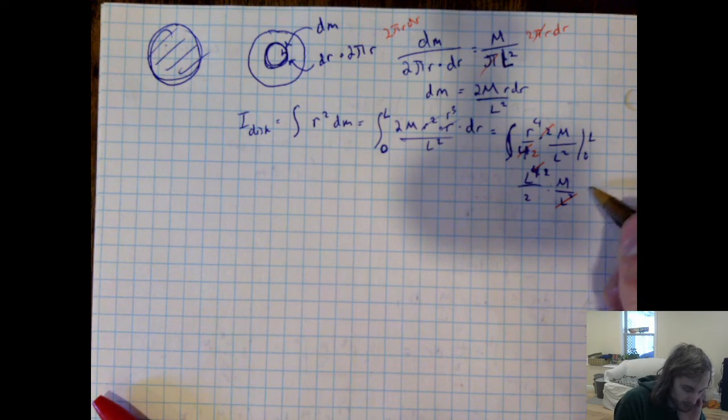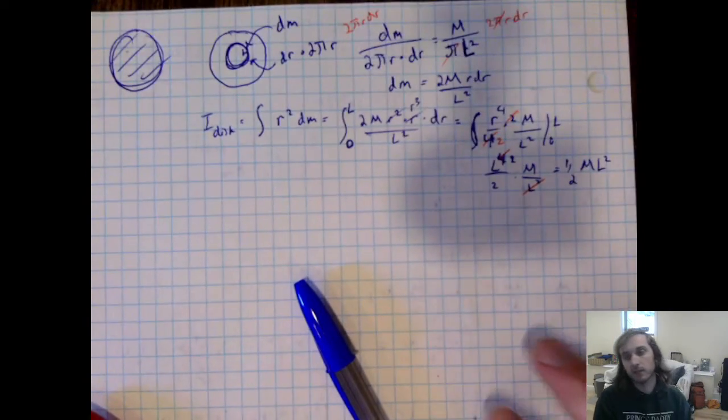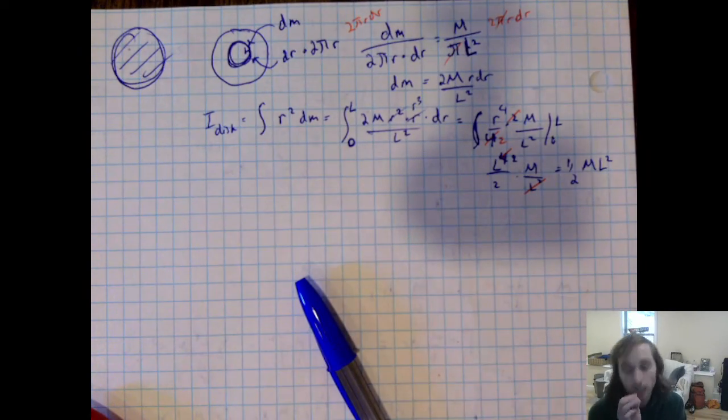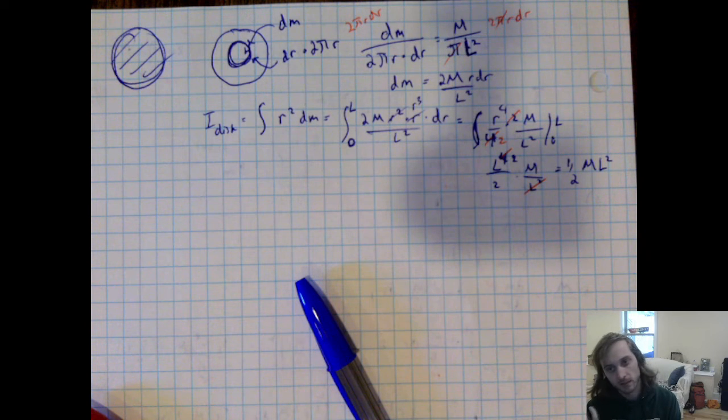L to the fourth over L squared is equal to L squared. So we've got m L squared times a half. So anytime you have a disk, the moment of inertia for that disk will be half as much as if it was a hoop with all the mass concentrated out at the edge. So half is easy to spin. For part C, we'd have to add together a bunch of things. Literally, it's just going to be adding, but we'll do that one later.